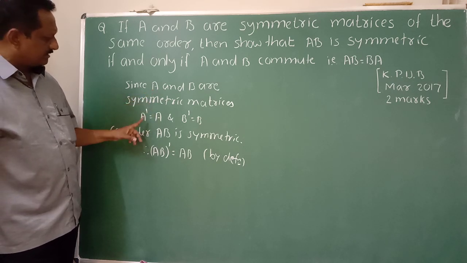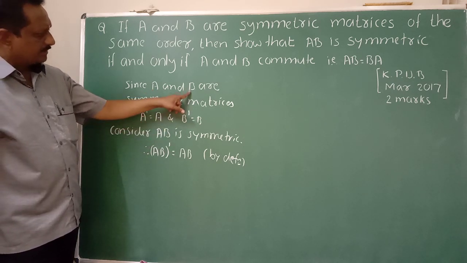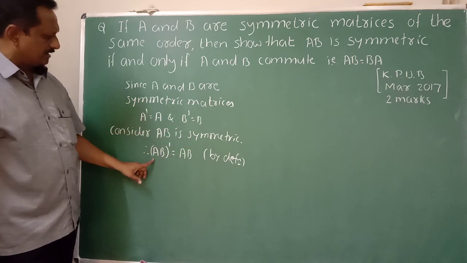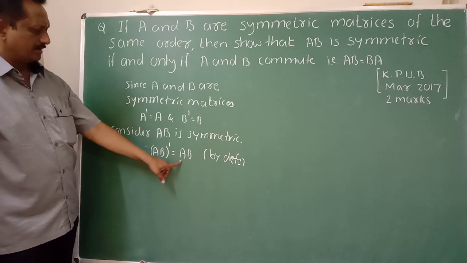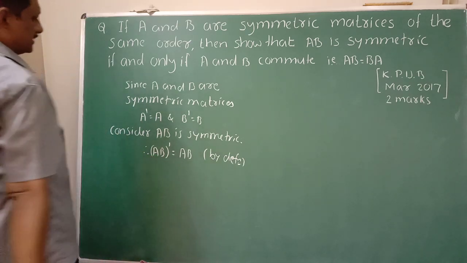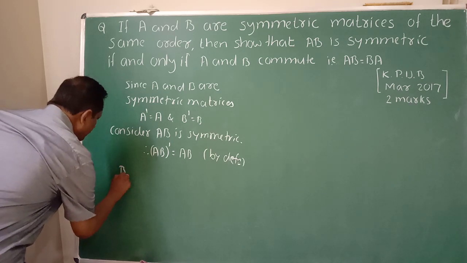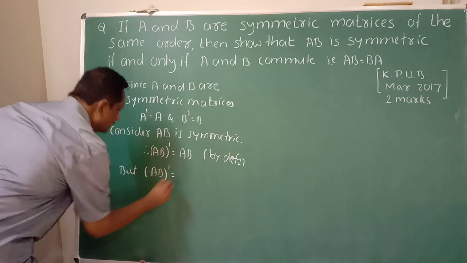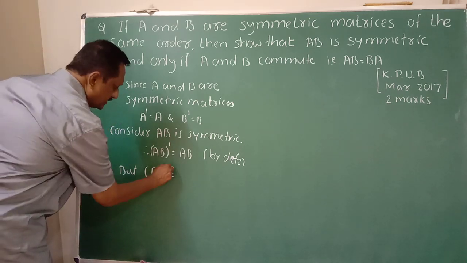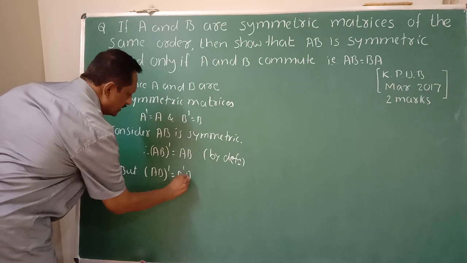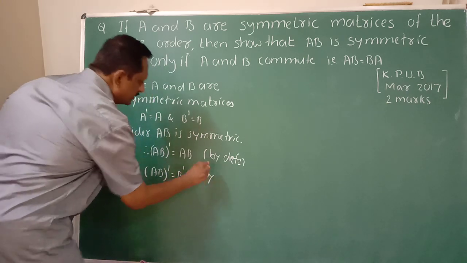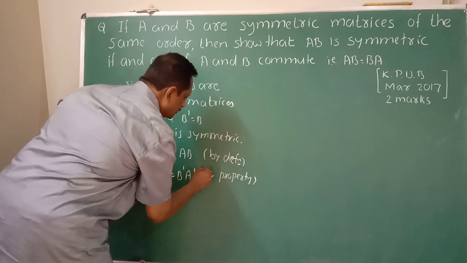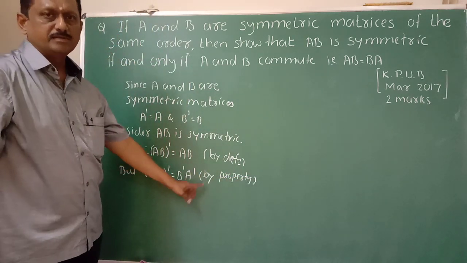If A is symmetric, then A dash equal to A. If B is symmetric, then B dash is equal to B. Like that, if AB is symmetric, then AB dash is equal to AB, by definition of the symmetric matrix. But you know the property of transpose of the matrix: AB whole dash is equal to B dash into A dash.